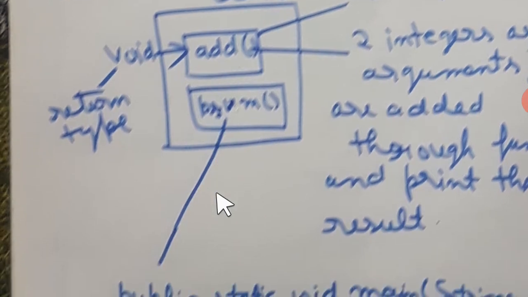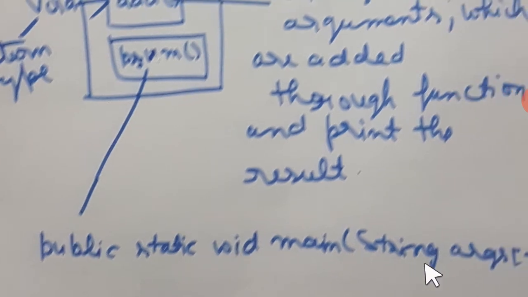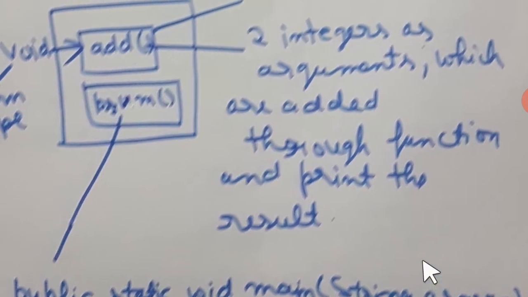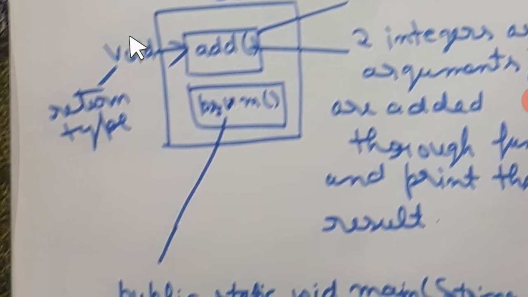Then what is this PSVM? That is actually written in short, but in the examination you have to write the full thing, which is public static void main, right? And one argument is there, that is an array, args, with square brackets, which is the name of the array, and the data type is String. All right, students, here you can see two integers as arguments which are added through the function, and the result is printed. Okay, so this is the combination here in the class.